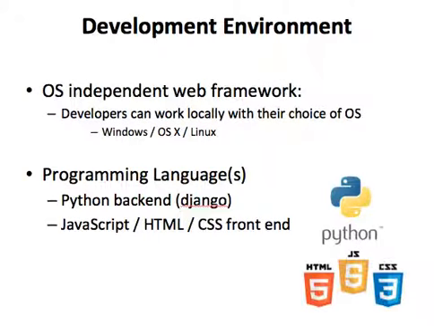For our development environment, we went with an OS independent web framework, and this allows developers to work locally with their own choice of OS and the set of tools they're most comfortable with. As a bonus, you get different developers testing things on Windows, OS X, or Linux, depending on their preferences. The primary programming language is Python, specifically the Django web framework, and the entire front end is all JavaScript, HTML, CSS, which is pretty standard for any web application.